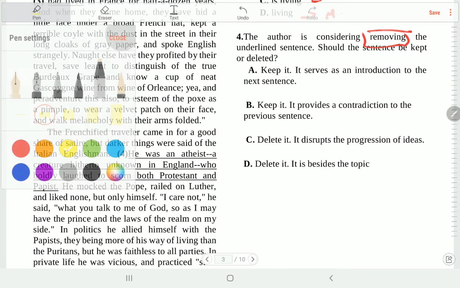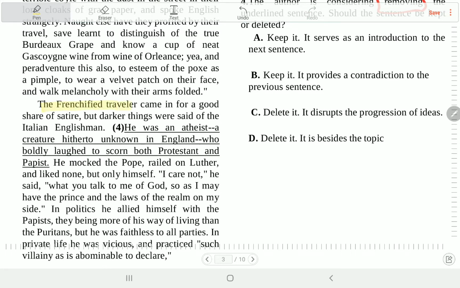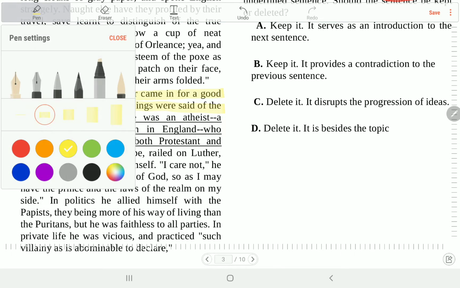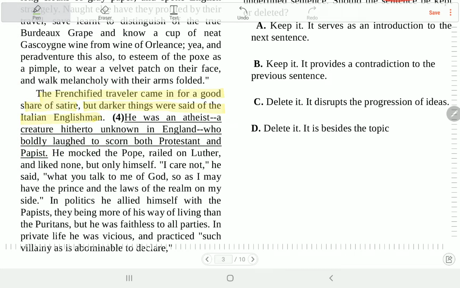What is he saying? So the French-fied traveler came in for a good share of French-fied, يعني واحد راح يسافر France and he looks like French. Actually he's not French but he looks like French. Okay, so the French-fied traveler came in for a good share of satire, but darker things were said of the Italian Englishman. Okay, بعدين قال ايه؟ Darker things were said about him. طب البارت اللي عايز يعمله ايه بقى؟ He was an atheist. بعدين عمل non-essential.